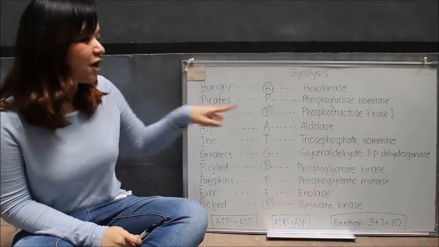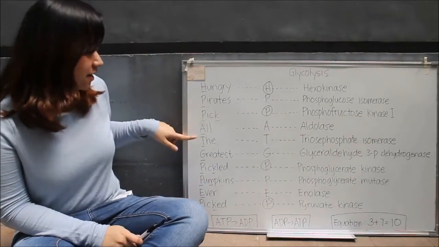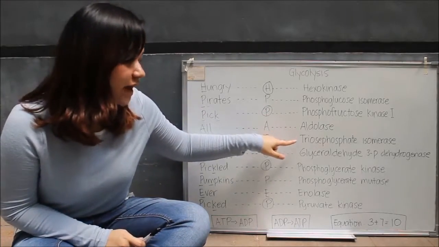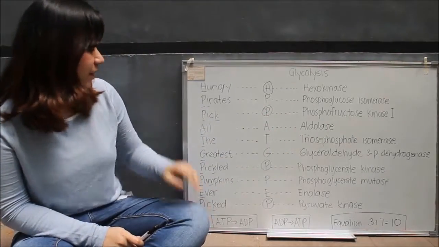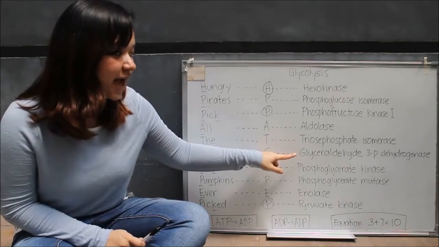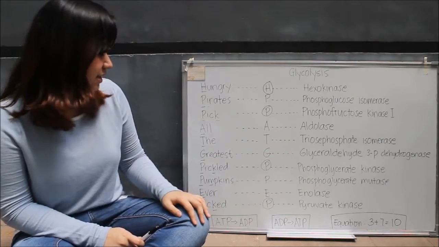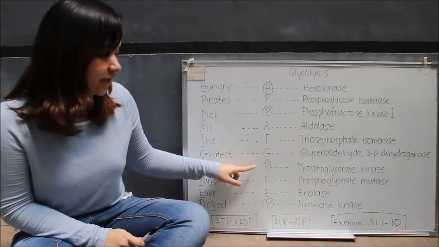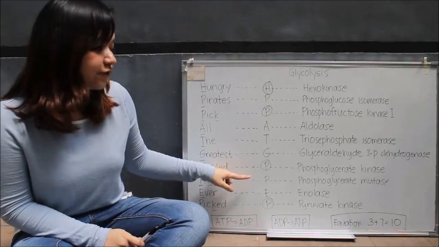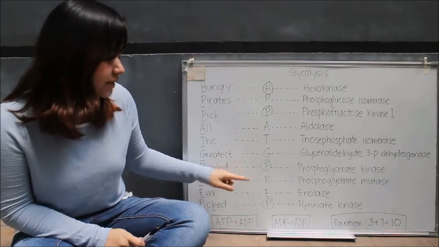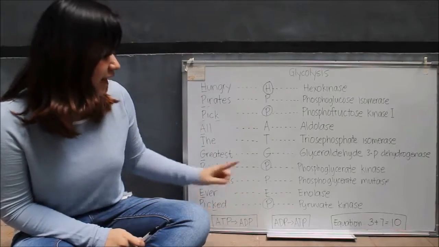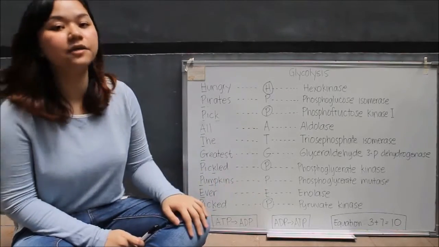Now for A, we have aldolase. And T, we have triose phosphate isomerase. For G, we have glyceraldehyde 3-P dehydrogenase. P for phosphoglycerate kinase, P for phosphoglycerate mutase, E for enolase, and P for pyruvate kinase.